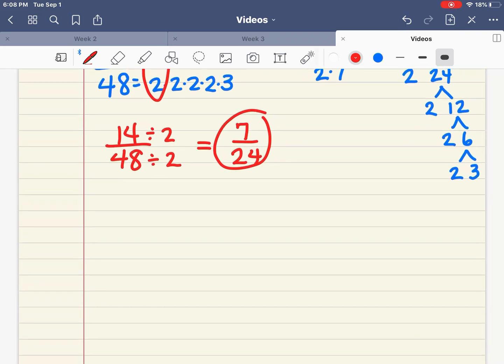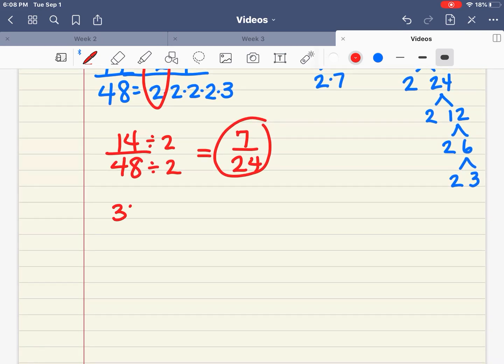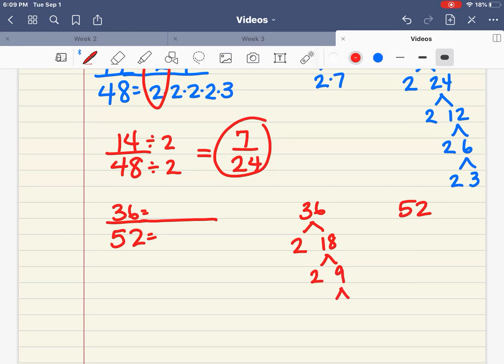Let's do a little bit harder example. Let's do 36 over 52. I'm going to extend my line out here so that I can write their factors beside them as well. So I'll do a factor tree for 36 and a factor tree for 52. They're both even numbers. I know 2 will go into each of them. 36 would be 2 times 18. 18 is still an even number, so 2 will go into it. 9 is not prime, so I keep going. And then all my prime factors of 36 are 2 times 2 times 3 times 3.